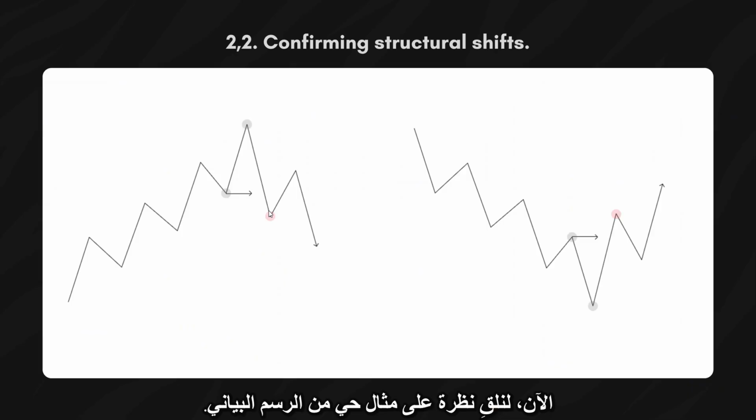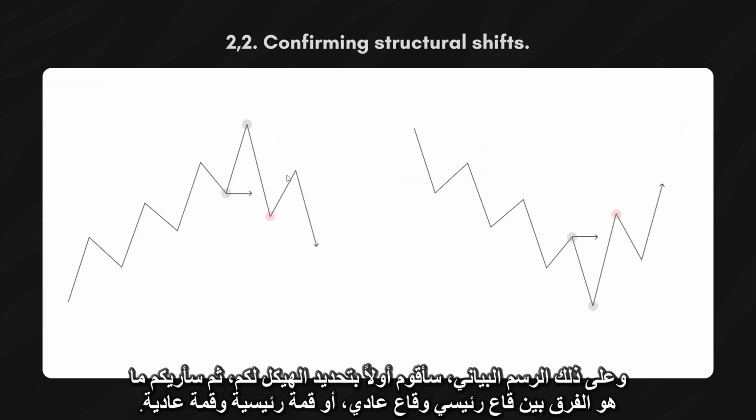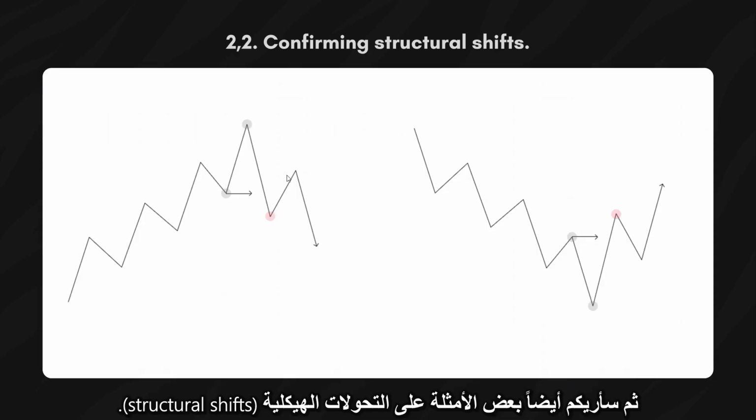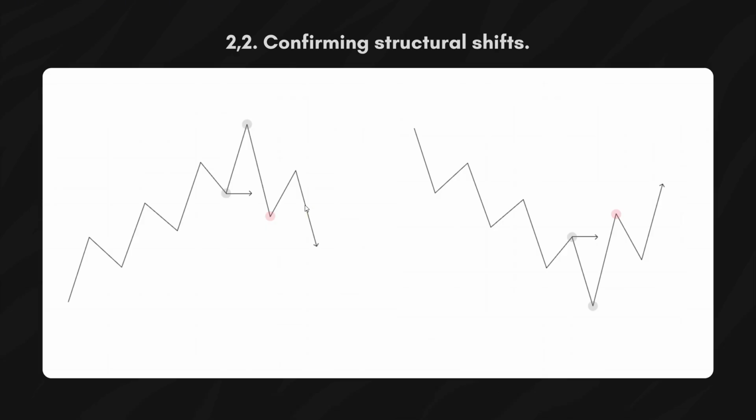Now let's look at a live chart example of it. And on that chart, I'm going to first define a structure for you, and then I'm going to show you the difference between a key low or an ordinary low, or a key high or a normal high. And then I'll also show you some examples of structural shifts. And yeah, that's what I'm going to do now.